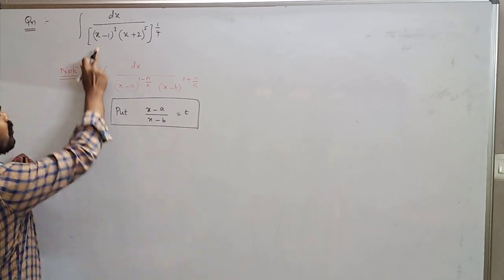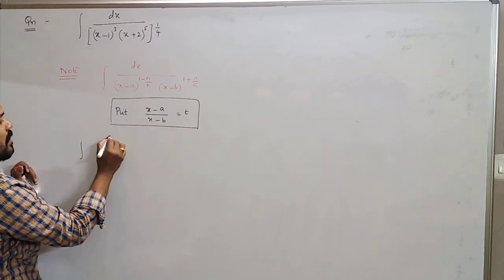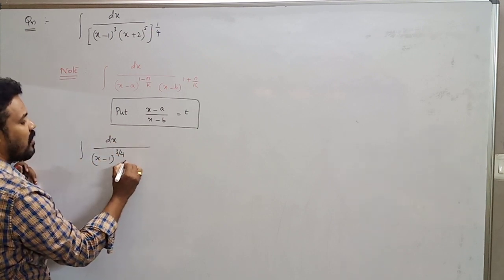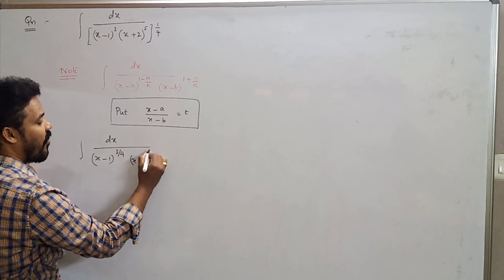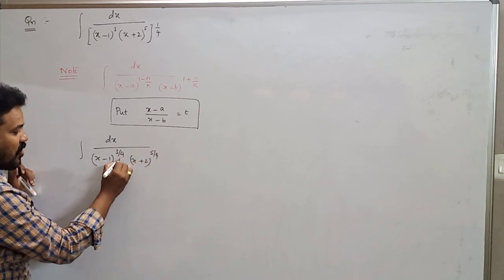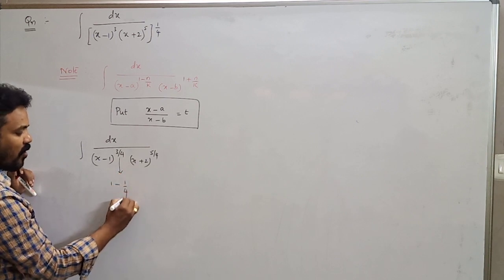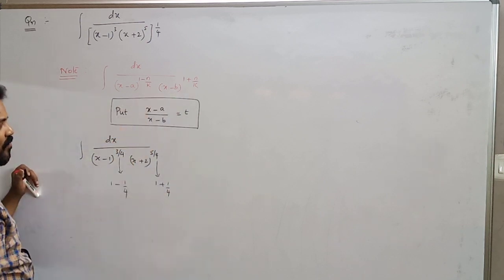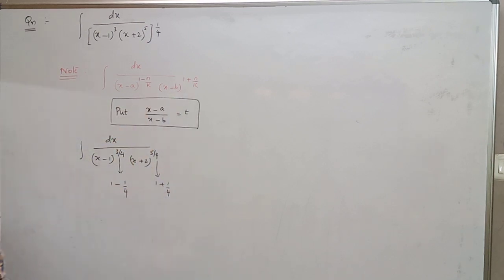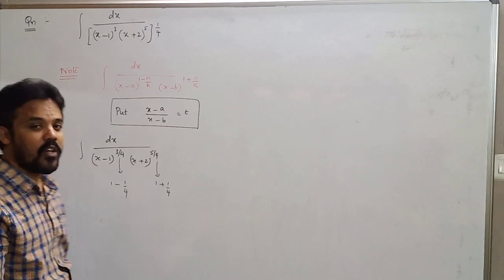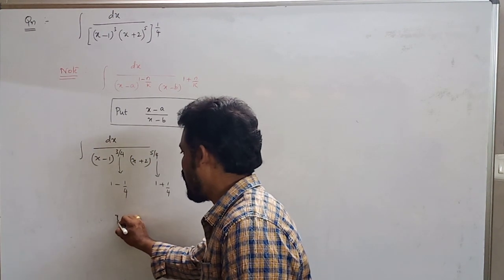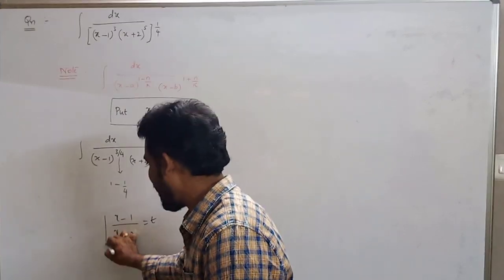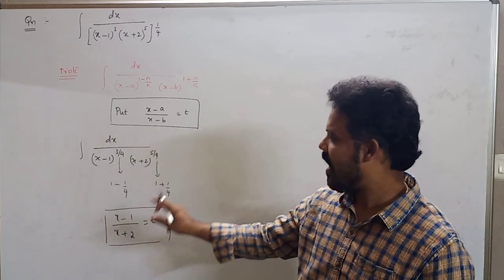So if you compare the same question, integral dx by (x minus 1) whole to the power of 3 by 4, (x plus 2) whole to the power of 5 by 4. You see 3 by 4, 1 minus 1 by 4. You see 5 by 4, 1 plus 1 by 4. Same model is there. Here 1 minus n by k, 1 plus n by k. Now what to keep here? (x minus 1) by (x plus 2) is equal to t. This is the idea. Students, remember this is the idea.